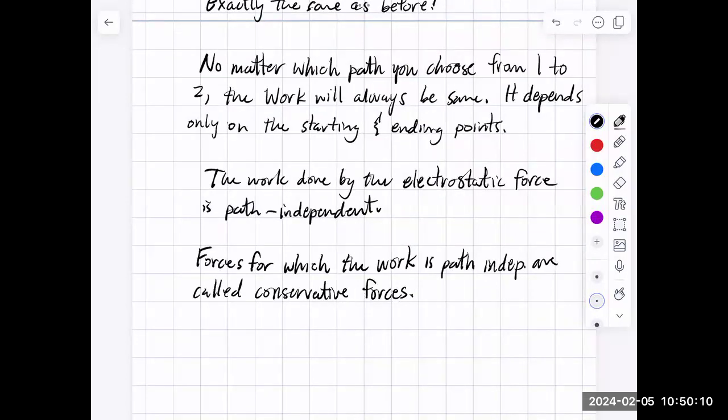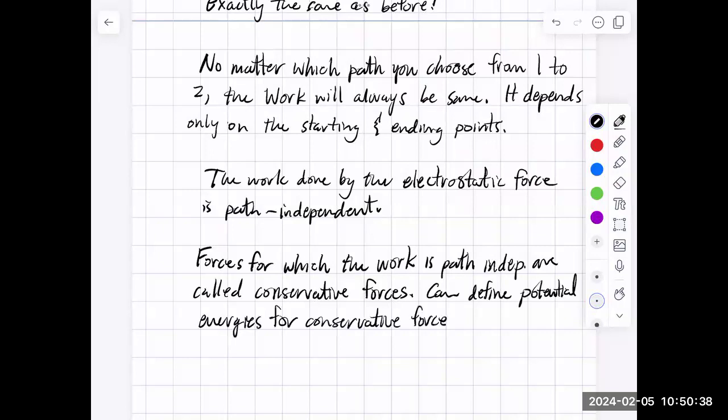And so the last thing I'll write down is that for these conservative forces, we can define potential energies, and that's what we're going to do next time. We'll define the electrostatic potential energy. So we can define potential energies for conservative forces. We will define the electrostatic potential energy next time.